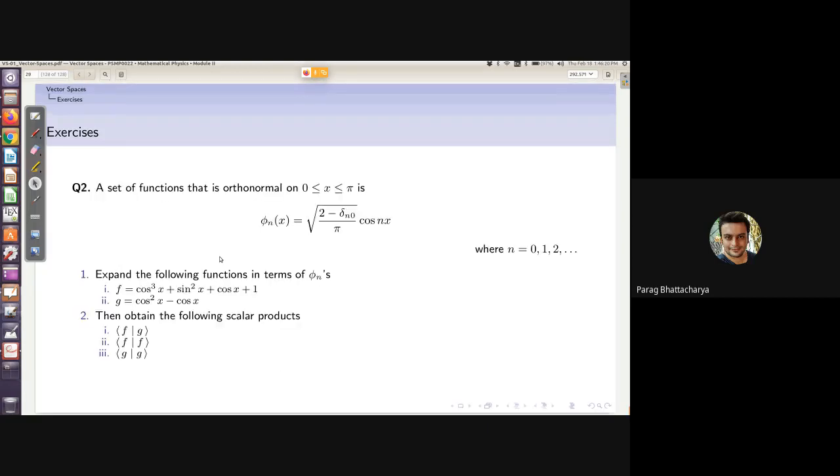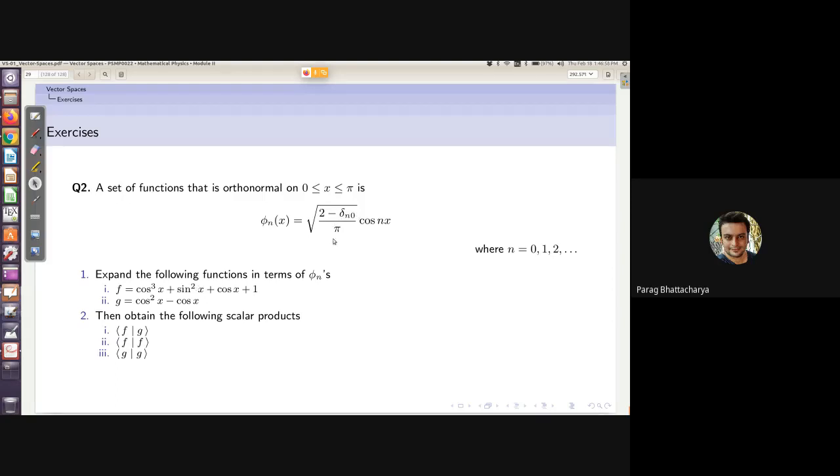Let's do this problem. The problem is: a set of functions is orthonormal on this range, that is 0 to pi. This set of functions is given in this way: phi n of x is equal to under root 2 minus delta n0, where this is the Kronecker delta function, times cos nx, where n equals 0, 1, 2, 3, and so on. This delta n0 will take the value 1 only if n equals 0. For all other values of n, for n equal to 1, 2, 3, 4, and so on, this is going to be 0.